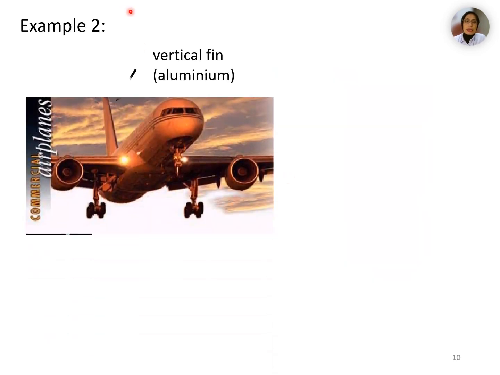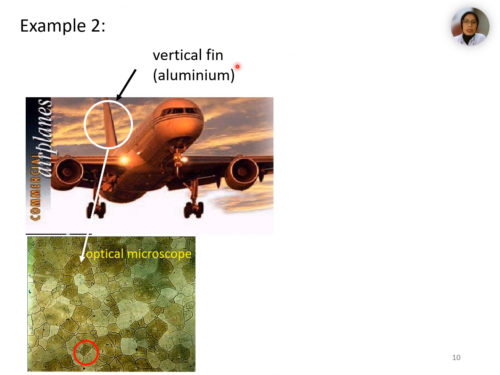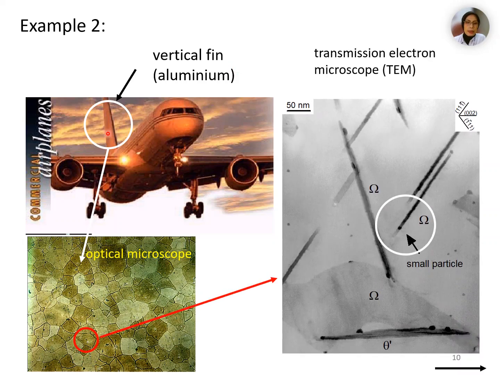The second example is the vertical fin of a plane. It is made of aluminum. Again, a similar approach: if the aluminum is cut and then looked at under the optical microscope, this is how the microstructure looks. It's sort of like a single phase, but it's not actually a single phase.